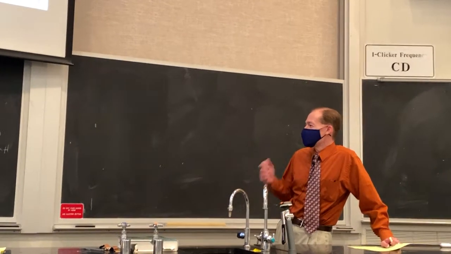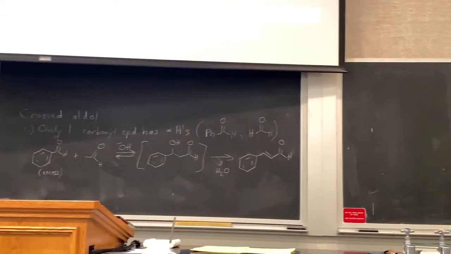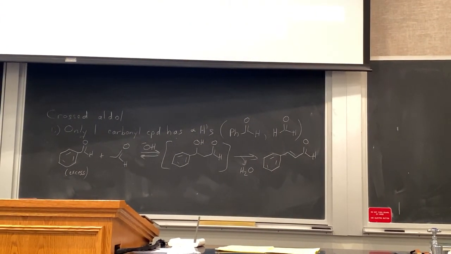Yes, we need an excess of the carbonyl compound with no alpha hydrogens to suppress the self-aldol of the other one. We need a large enough concentration of this that the small amount of enolate we make is going to react with that instead of another molecule of itself. Okay.